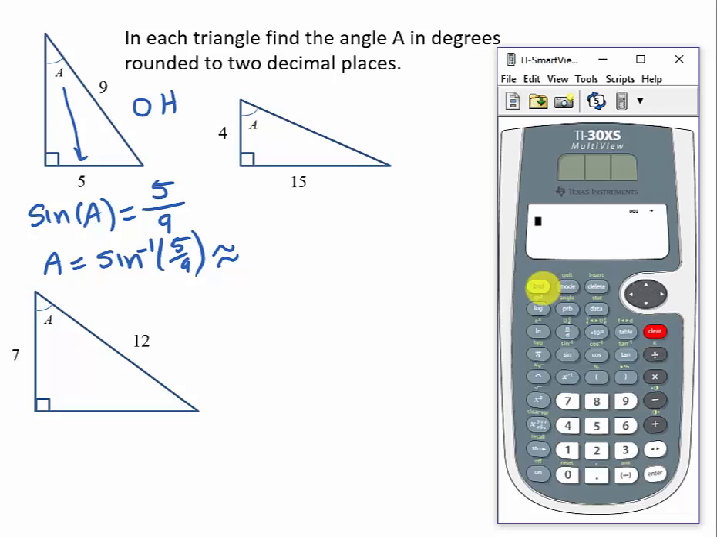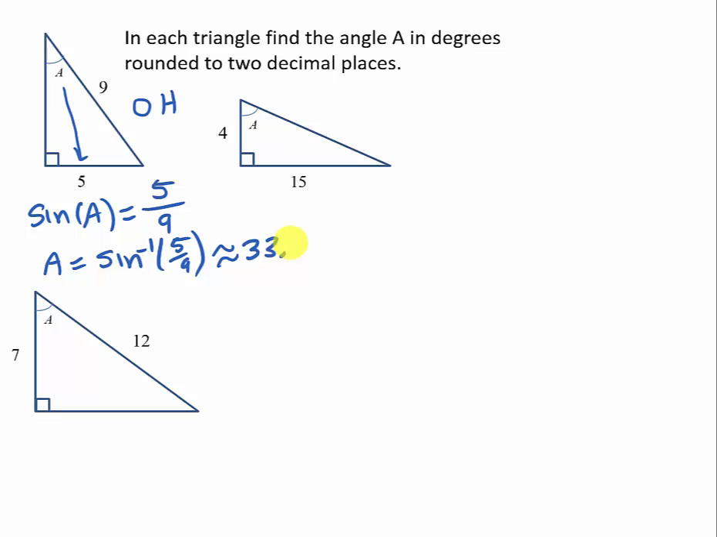I need to hit the second or inverse button on the calculator to get the inverse of the sine. And then I'm going to put in 5 divided by 9, parenthesis to finish it, and enter. And it looks like that angle to 2 decimal places is 33.75 degrees.